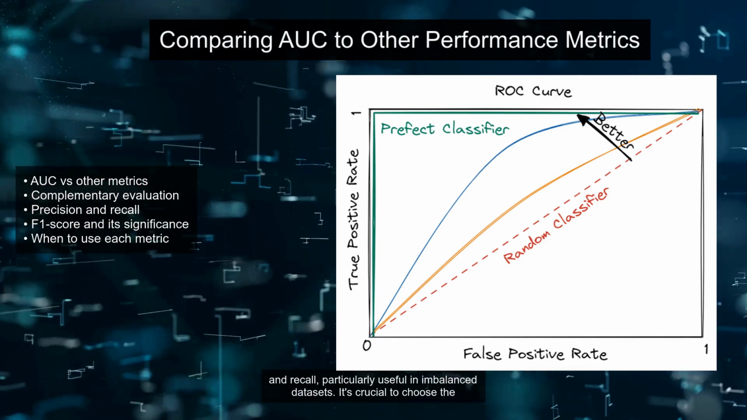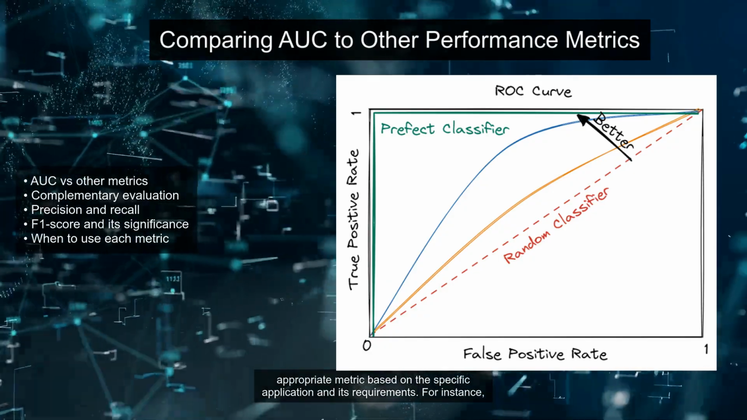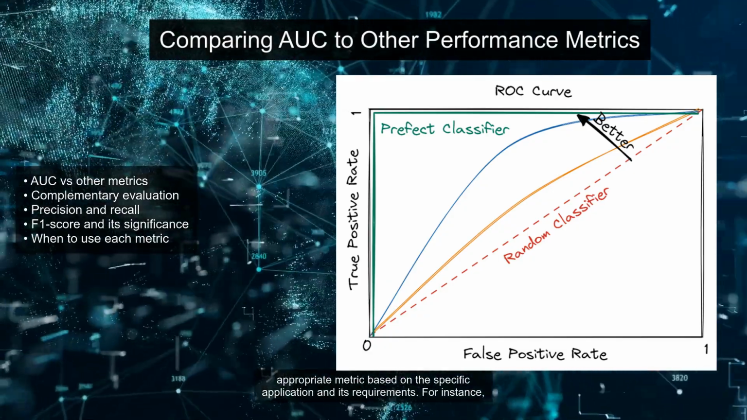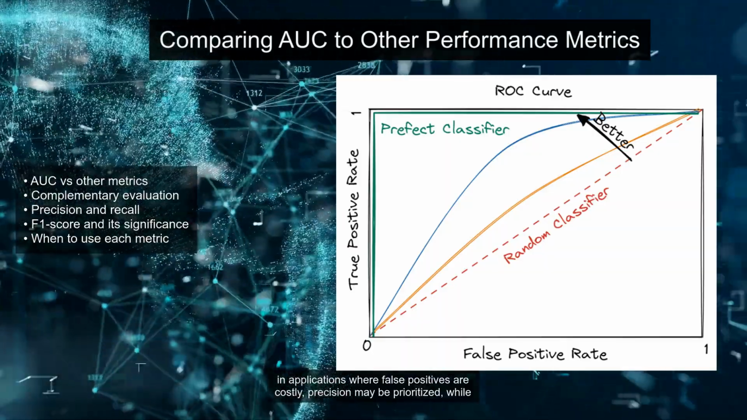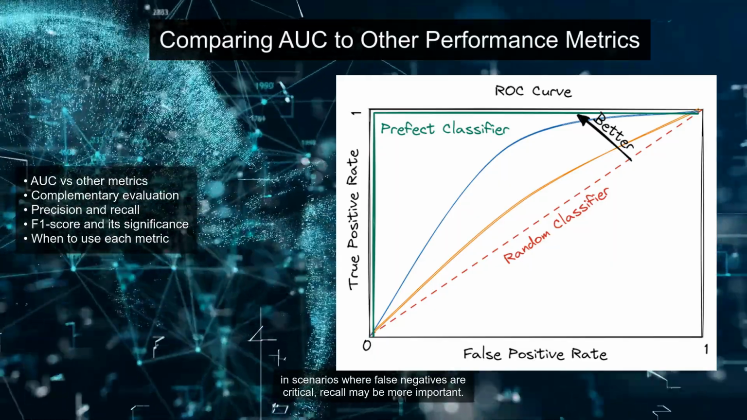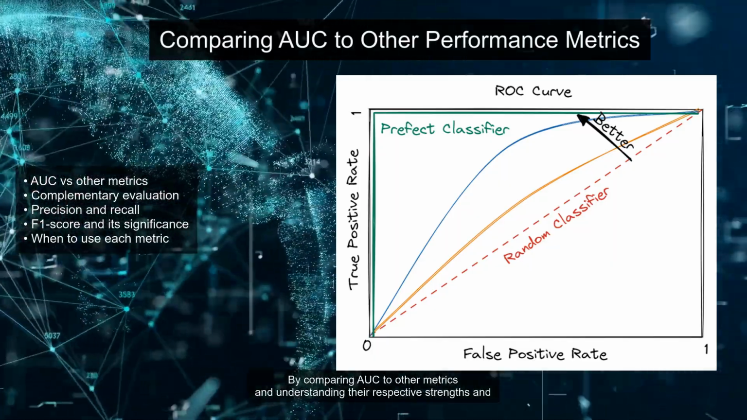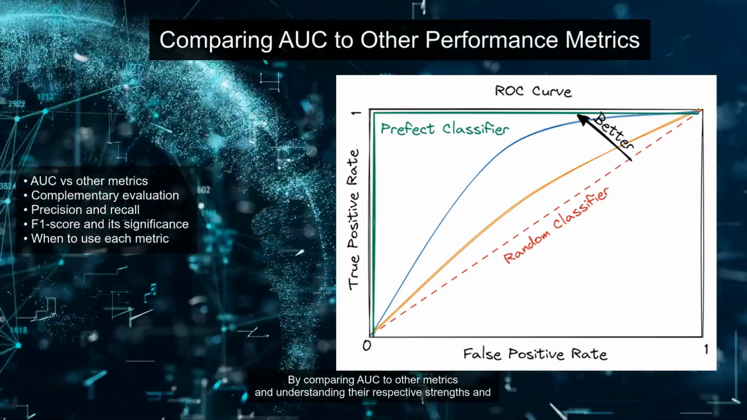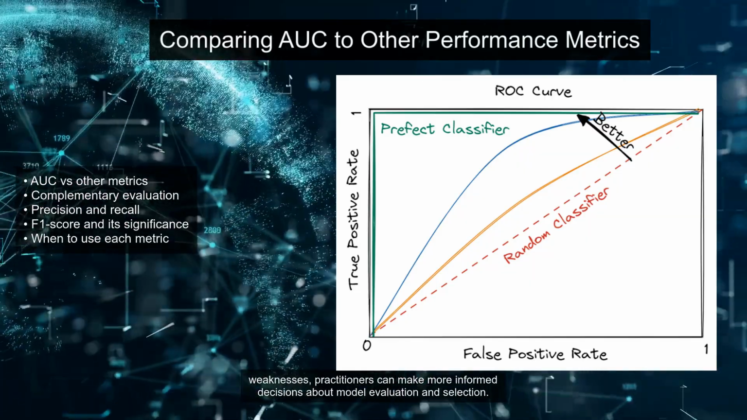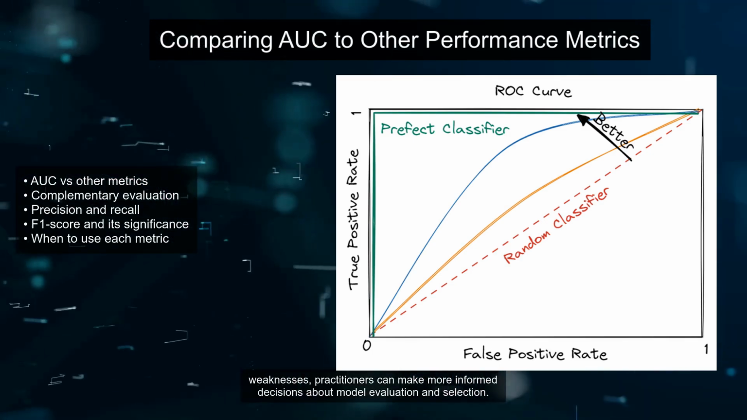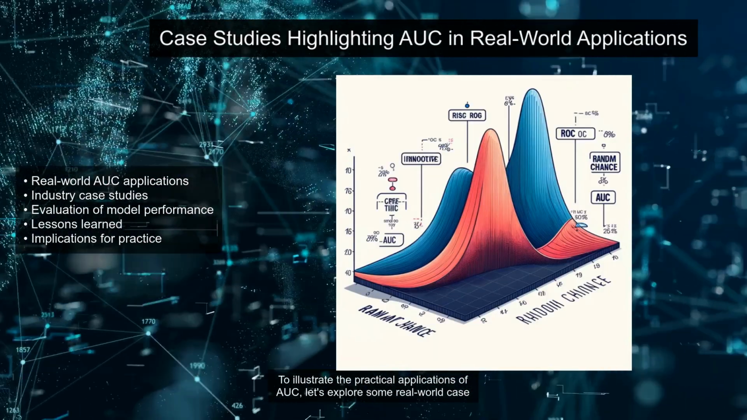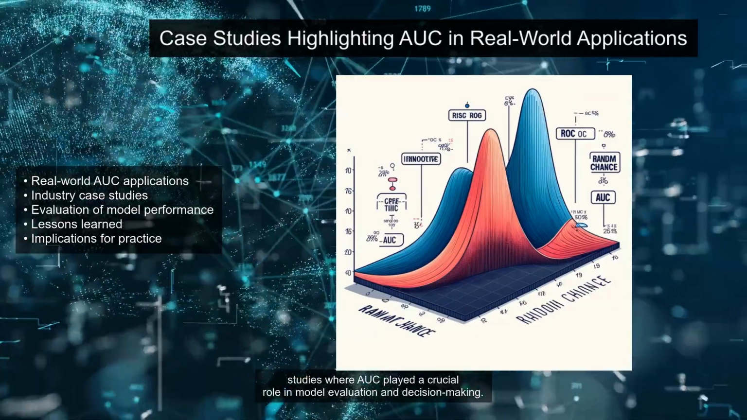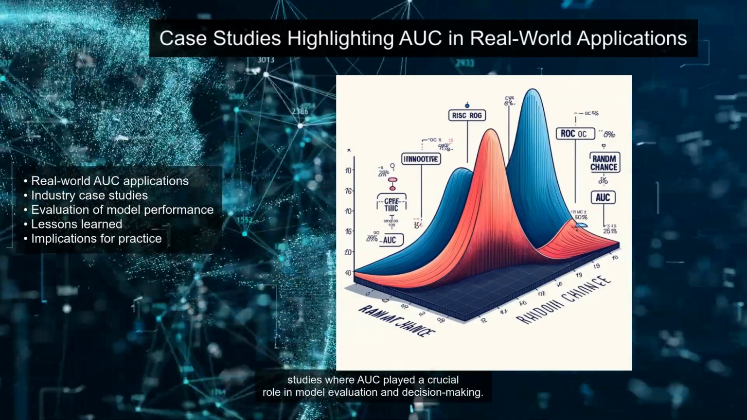It's crucial to choose the appropriate metric based on the specific application and its requirements. For instance, in applications where false positives are costly, precision may be prioritized, while in scenarios where false negatives are critical, recall may be more important. By comparing AUC to other metrics and understanding their respective strengths and weaknesses, practitioners can make more informed decisions about model evaluation and selection. To illustrate the practical applications of AUC, let's explore some real-world case studies where AUC played a crucial role in model evaluation and decision-making.